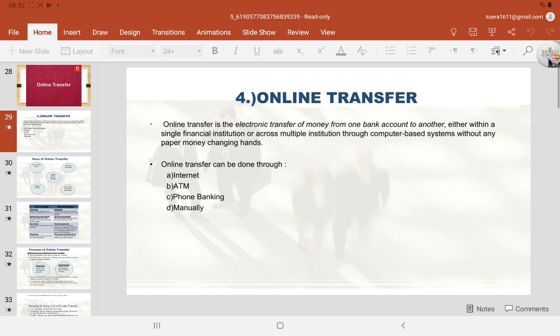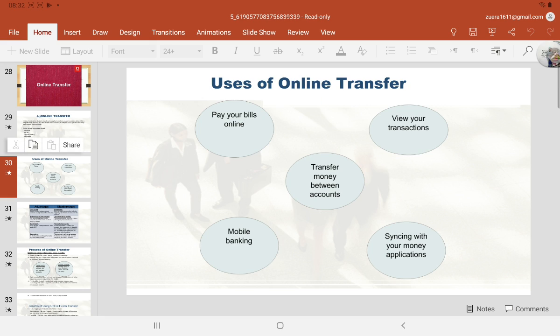So we look first at what the uses of online transfer are. Customers usually use this type of remittance for paying bills online. So let's say if you want to pay for any electric bills or water bills, you can use the online transfer. Sometimes if customers want to check their bank statement, they can also use ATM or internet banking to view all the transactions already done.